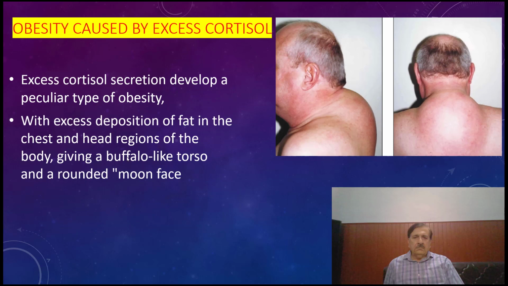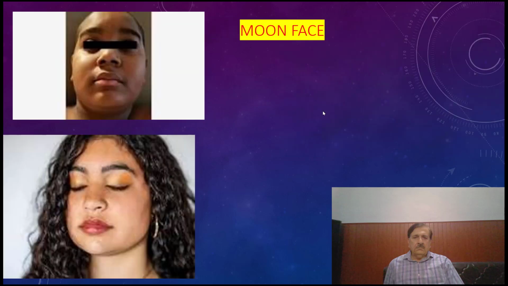Obesity caused by excess cortisol. Excess cortisol secretion develops a peculiar type of obesity, with excess deposition of fat in the chest and head region of the body, giving a buffalo-like torso and a rounder face with more fat. This fat is deposited in the chest and on the back, and it makes a buffalo-like torso and moon shape. You can see that this is moon-like.